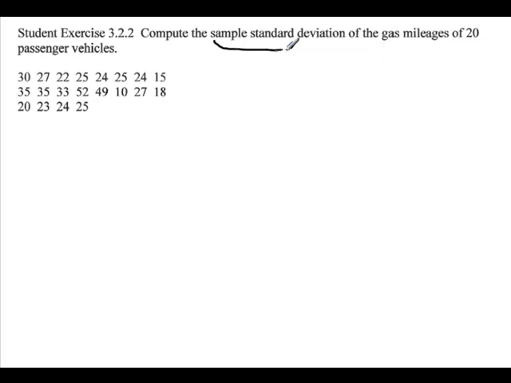Compute the sample standard deviation of the gas mileages of 20 passenger vehicles. So sample standard deviation has a slightly different letter because it's a statistic. It's from a sample, and we give it the letter S. The formula is actually different as well for sample standard deviation. Starts off the same. We have the sum of x squared minus the sum of x in parentheses squared over n.